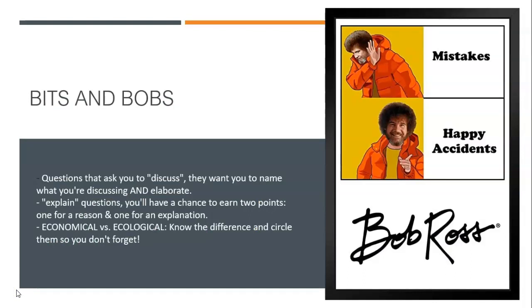Explain questions will have a chance to earn 2 points. So 1 point for your statement, and then 1 point for the explanation, or 1 point for the reason, 1 point for the explanation. If it's economical versus ecological, know the difference and circle them so that you don't forget.